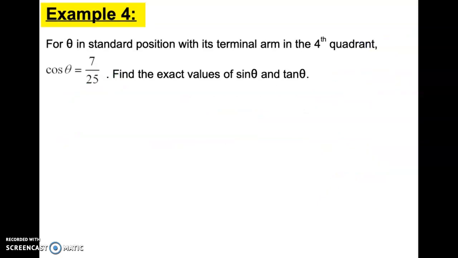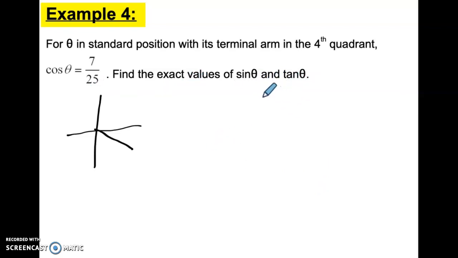Our last example here, it says: for theta in the standard position with its terminal arm in the fourth quadrant. So let's draw that out before we do anything else. So the terminal arm is in the fourth quadrant. Cos theta equals 7 over 25. Find the exact values of sine and tan.